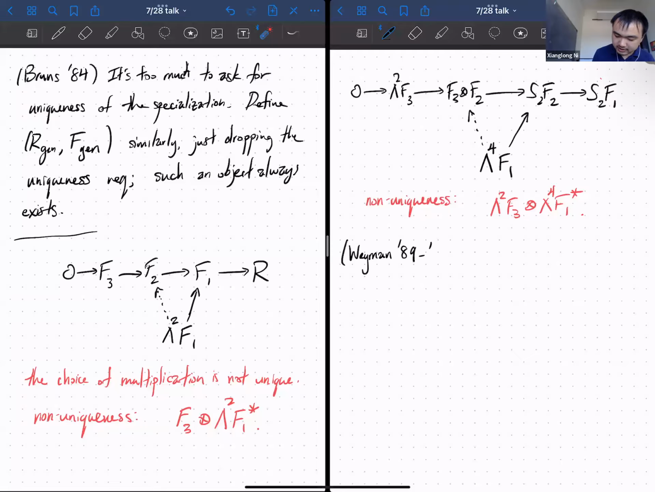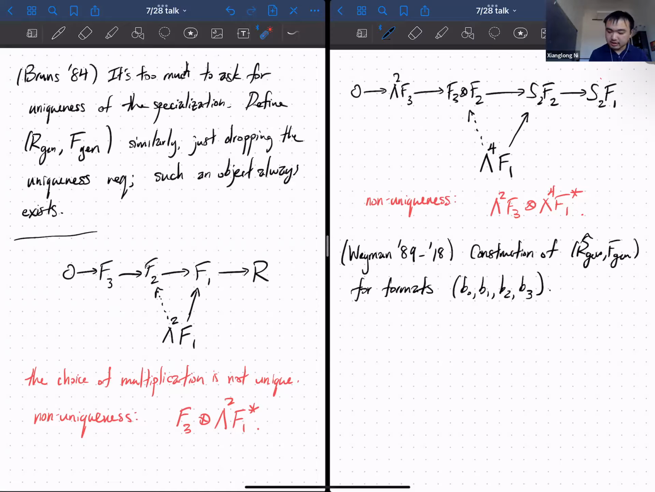from 1989 to 2018, construction of the generic pair for formats B0, B1, B2, B3. So resolutions of length 3. Now, I'll explain this sort of funny range of dates in a bit. So this is the first paper in 1989 and then all the way up to 2018. So in the original paper, the construction was already laid out, but some features of it were not able to be proved. For example, the fact that this generic resolution was actually acyclic.